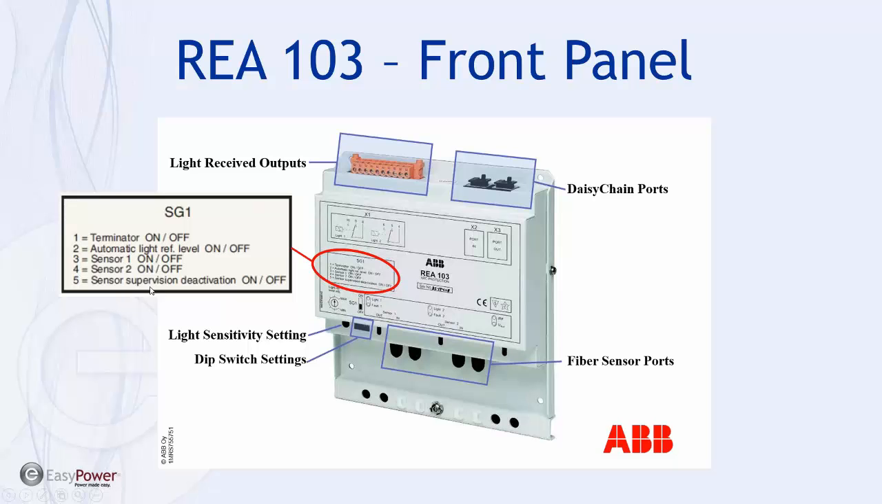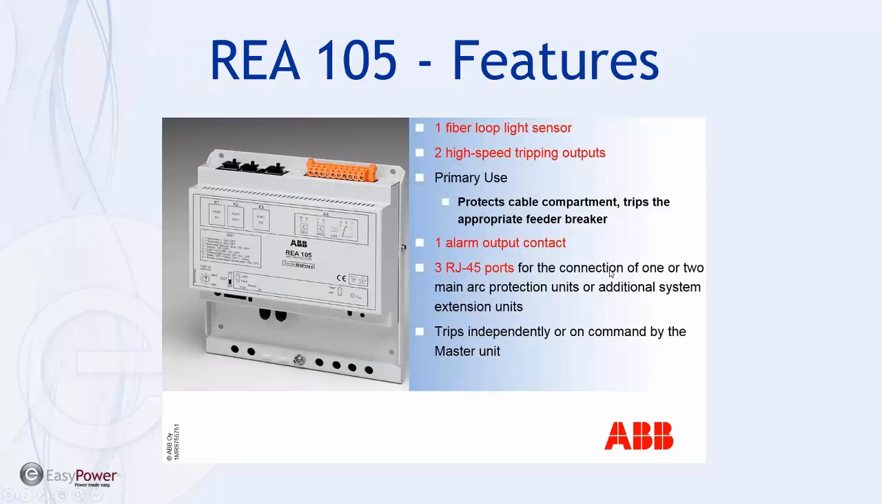And here you have sensor supervision deactivation, which the default is off, meaning that if your deactivation is off, you are supervising the loop. So if you're using loop sensors, then obviously you have got the capability to self-supervise the sensor. If it's a lens sensor, obviously that switch has to be on, which means it's deactivated because you can't supervise a lens sensor, but you can supervise a loop.